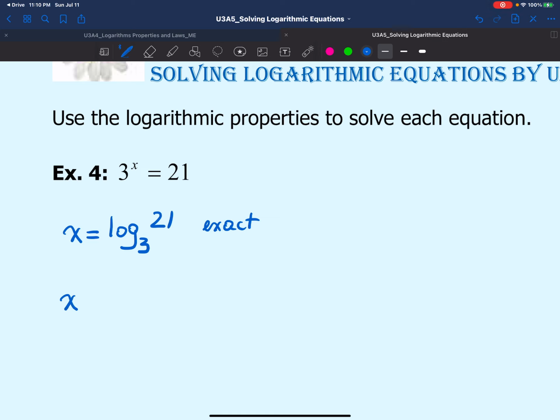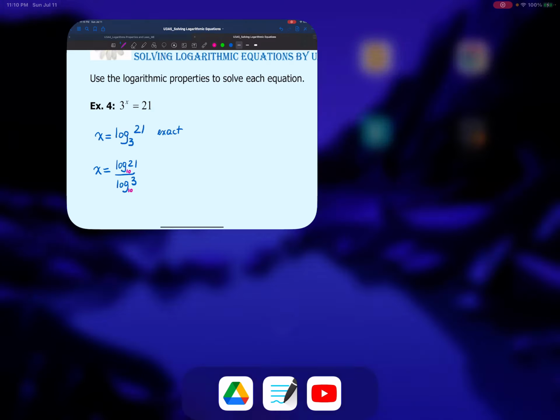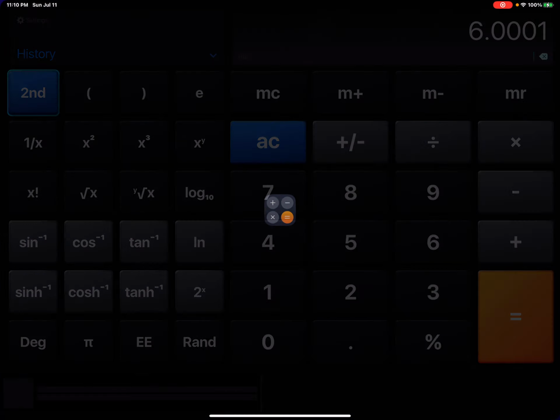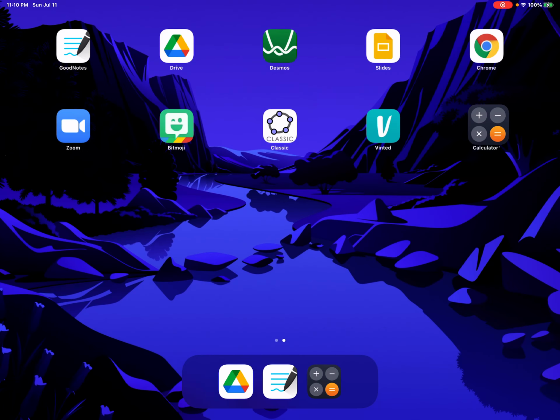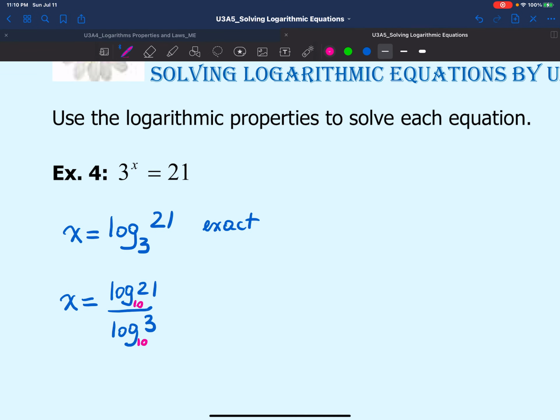If we want to find the approximate answer, then we can write this as log of 21 divided by log of 3. Because we can use the change of base formula here, right? And I chose the base 10 because that's what the calculator provides.